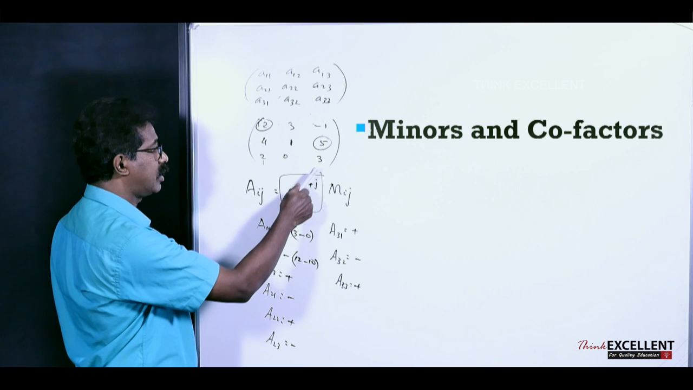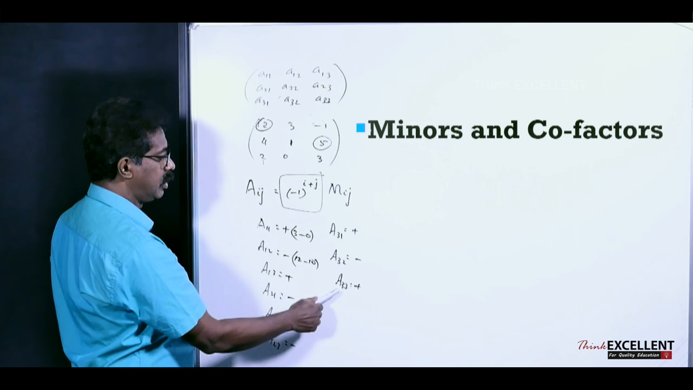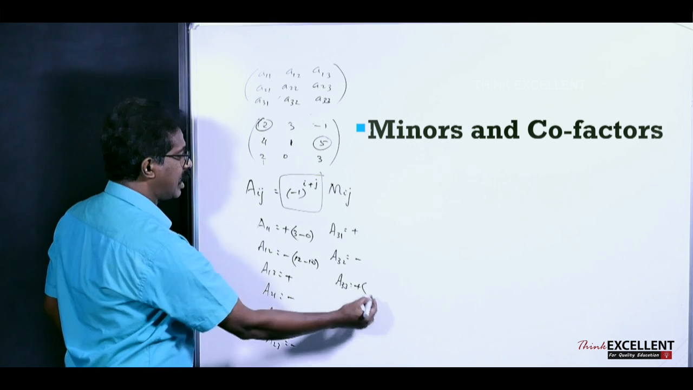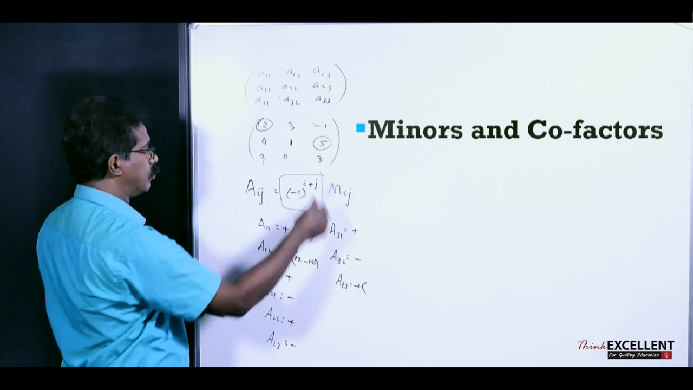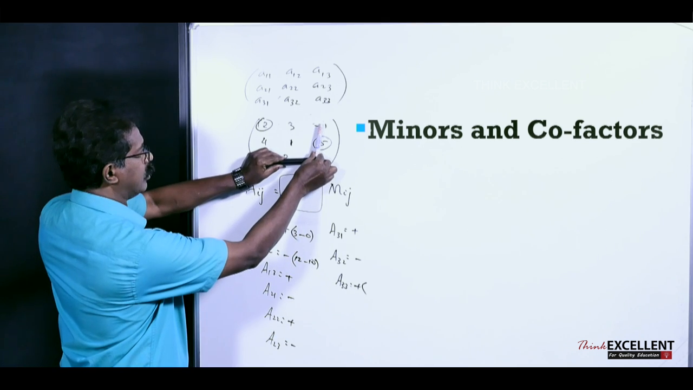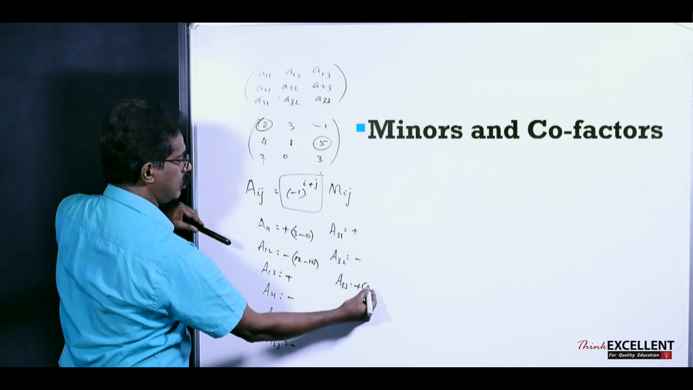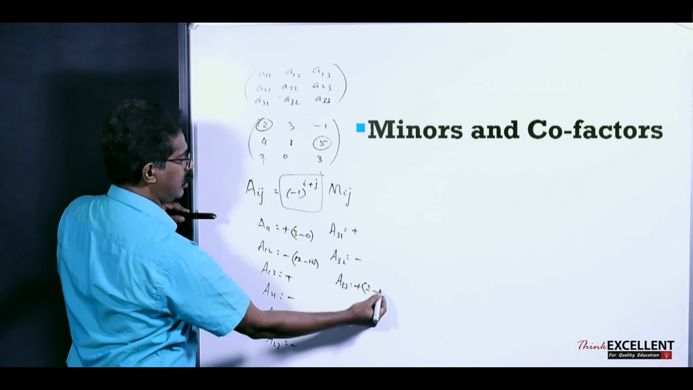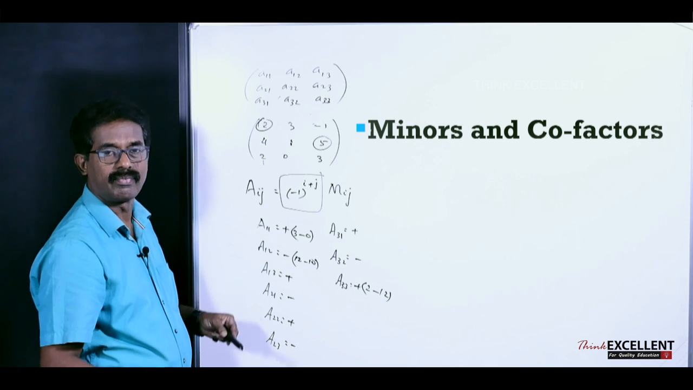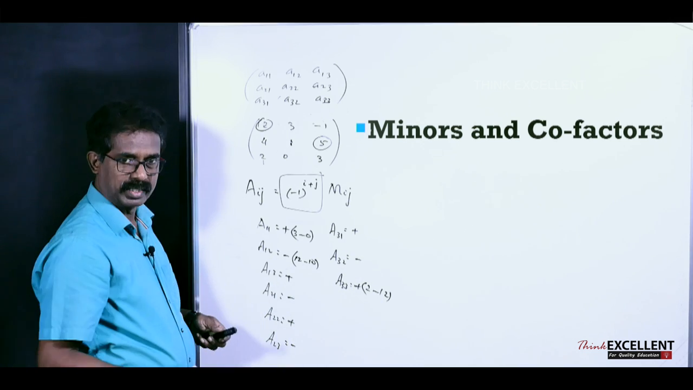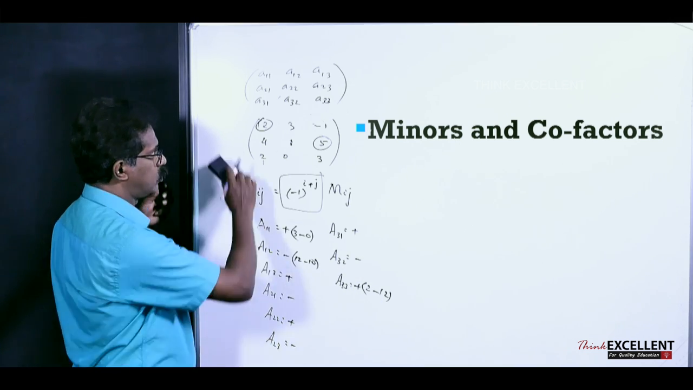How can you find the cofactor of the last number, this one? It is plus. Leave that row, that column. These are the four numbers you have, right? 2 into 1, 2 minus 4 threes are 12. So like that, you can find cofactors. You can find all the cofactors, totally 9 elements.